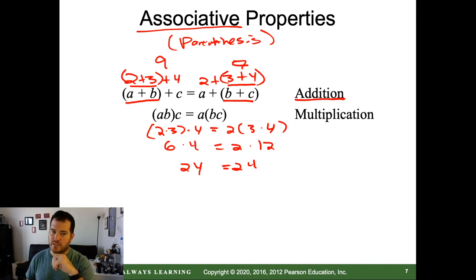What that means is that with addition and with multiplication, regardless of where you put the parentheses, the result is the same. That's what's called the associative property. I always think of parentheses.